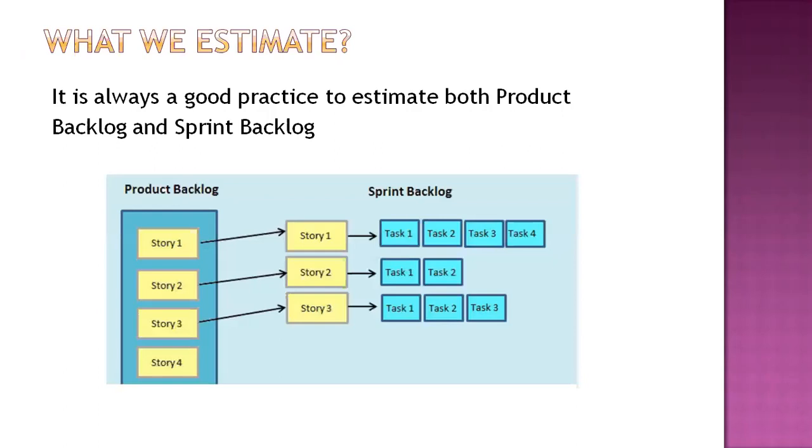Now, what are the things we can estimate? Anything that is available in the product backlog and sprint backlog can be estimated. So now comes the question, what are the product backlog and sprint backlog? Both are almost the same only. No, product backlog items only will come to the sprint backlog. Then why is there a need for doing the estimation?